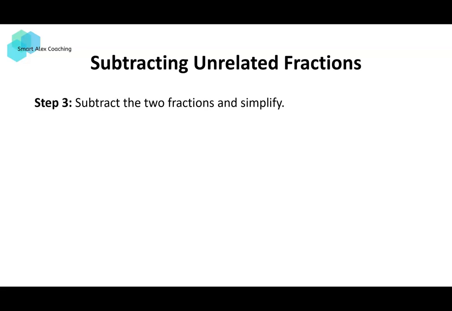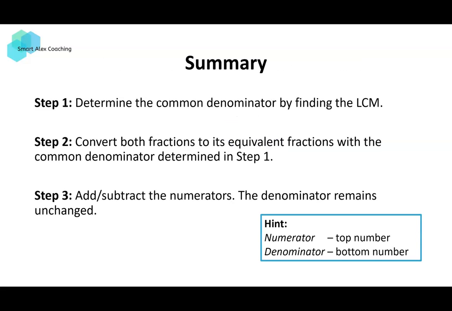We then subtract the two fractions and simplify. 4/5 take away 2/7 is simply 28/35 take away 10/35. The denominators are the same. We simply subtract the numerators, giving us 18/35. This can no longer be simplified, and that's our final answer.